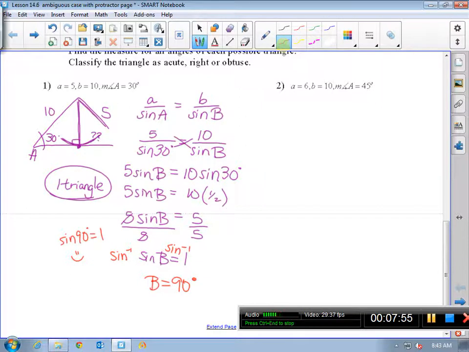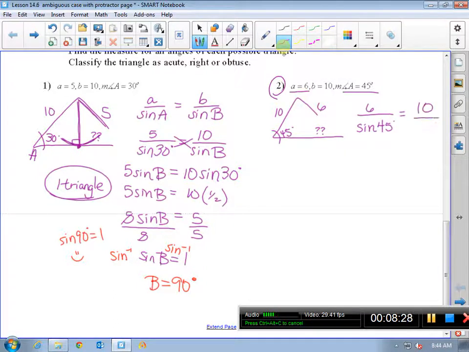Let's try another. Number 2. Partial picture. Angle A is 45 degrees. Side A is across from it. Side B is between. We're wondering what this angle might look like. Law of sines. So 6 is to the sine of 45, as 10 is to the sine of, I'll just call it B.